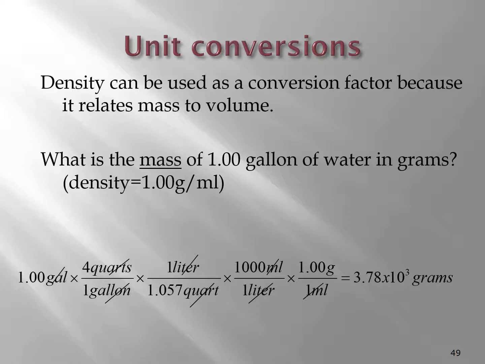So notice that all of our units cancel except for the last one, which is grams, and that's the answer that we're looking for. So notice that I have to take 1 times 4 times 1 times 1,000 times 1 divided by 1 divided by 1.057 divided by 1 divided by 1, and that gives me the answer. So just be careful with your calculator also. Every time something's in the denominator, always hit divided by, because you're dividing by that number each time.